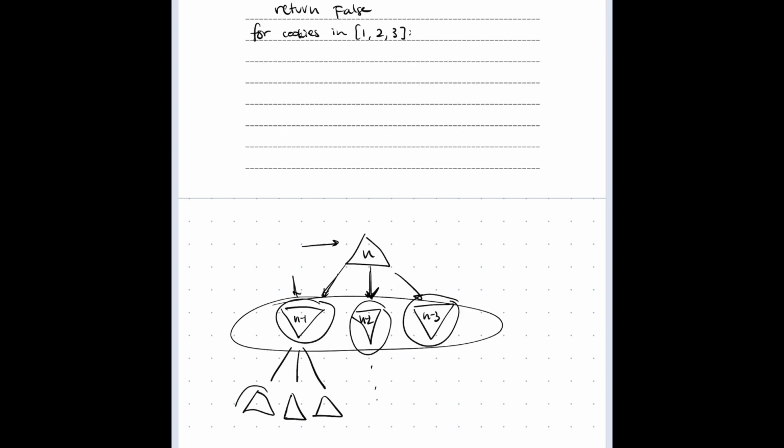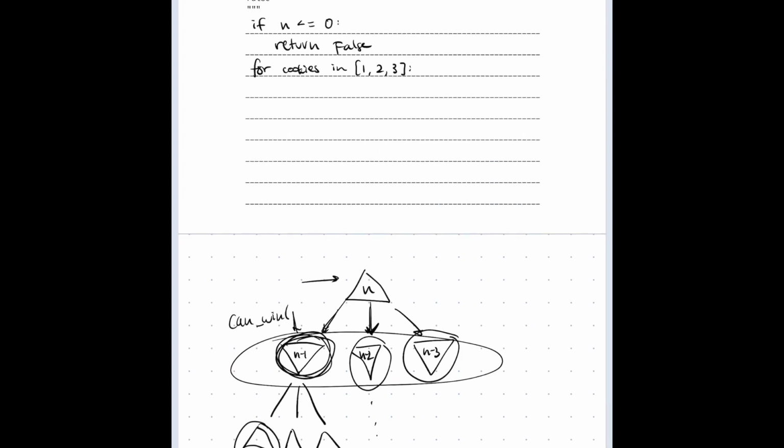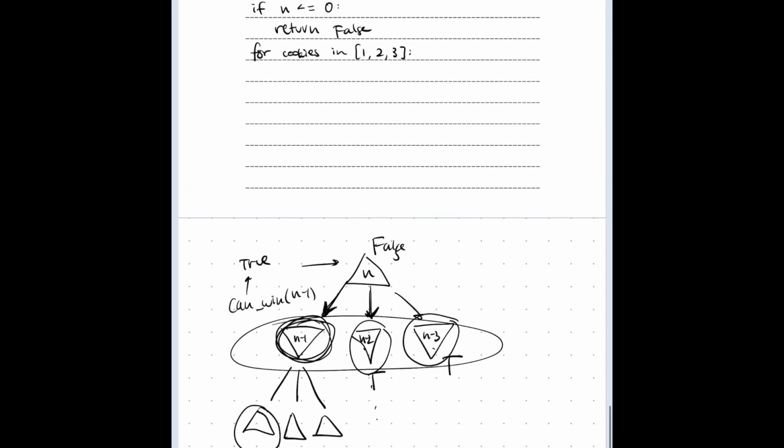So if I can guarantee a win from here, or sorry, if my friend can guarantee a win from here, if can win of n minus 1 is true, if this is true, then I know I can't guarantee a win going down this path. And if all of these become true and this one's true, then I know that this is false for me, right? Because my friend is going to be able to guarantee a win from all three of these positions. So that's kind of like what we don't want, right?